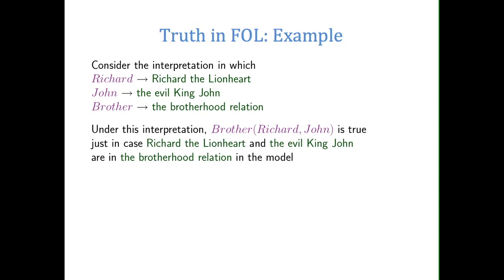Using this example, let's consider an interpretation in which the term Richard refers to the actual Richard the Lionheart, Richard I of England, and John refers to his younger brother, the evil King John, and brother refers to the relation of being a brother. So under this interpretation, if we see the predicate brother with the arguments Richard and John, we say that's true exactly in the case where Richard Lionheart and evil King John are in fact in the brotherhood relation in the model.